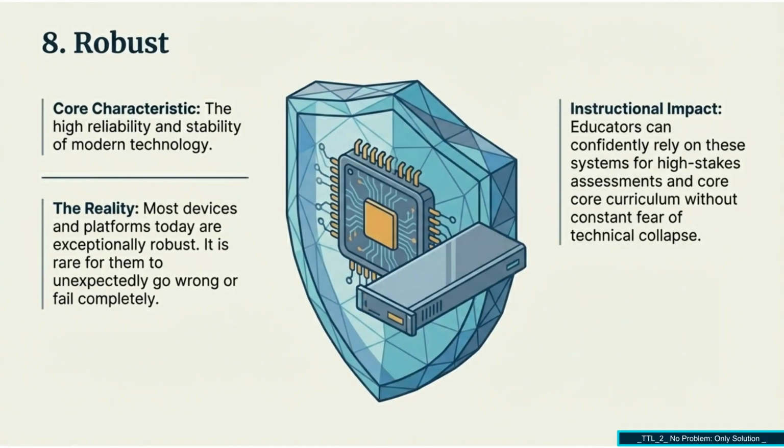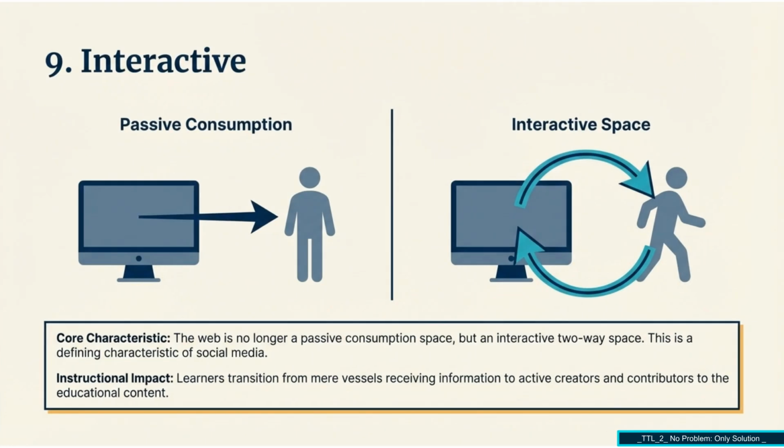The eighth characteristic is robust. Modern technology offers high reliability and stability. Educators can confidently rely on these systems for high-stakes assessments and core curriculum, without constant fear of technical collapse. The ninth characteristic is interactive. The web is now an interactive, two-way space. Learners transition from passive consumers to active creators and contributors to educational content.